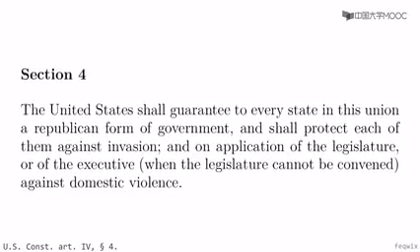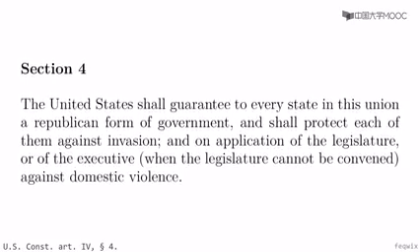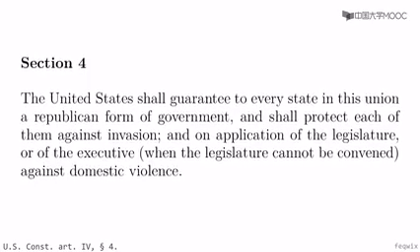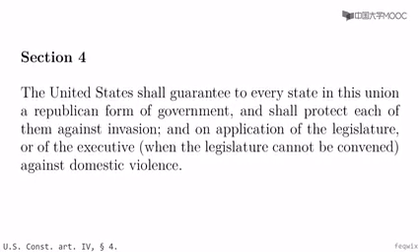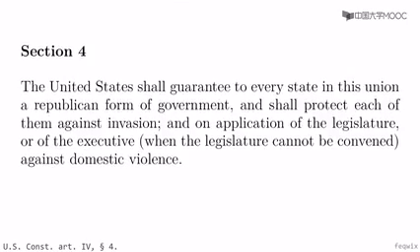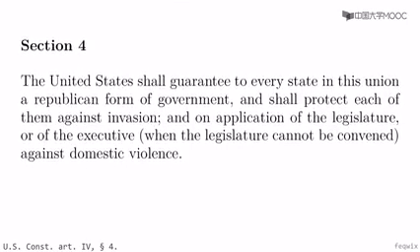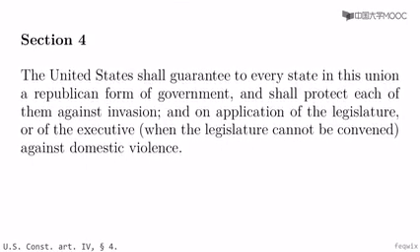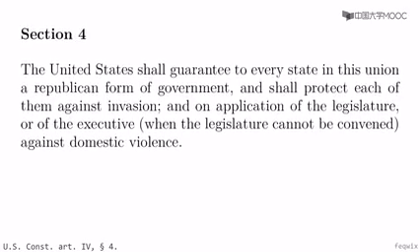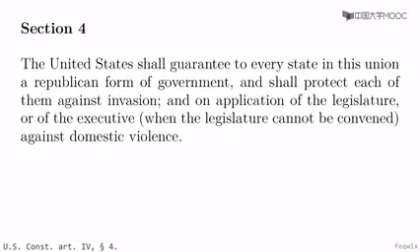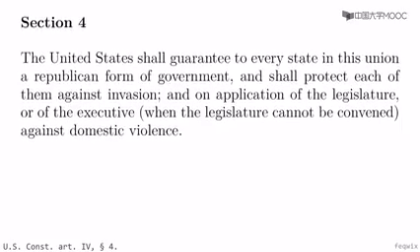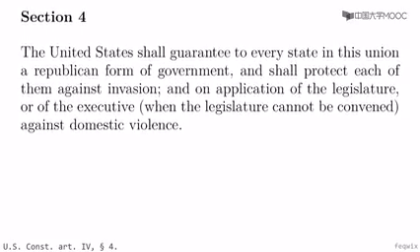Section 4. The United States shall guarantee to every state in this Union a republican form of government, and shall protect each of them against invasion, and on application of the legislature, or of the executive, when the legislature cannot be convened, against domestic violence.